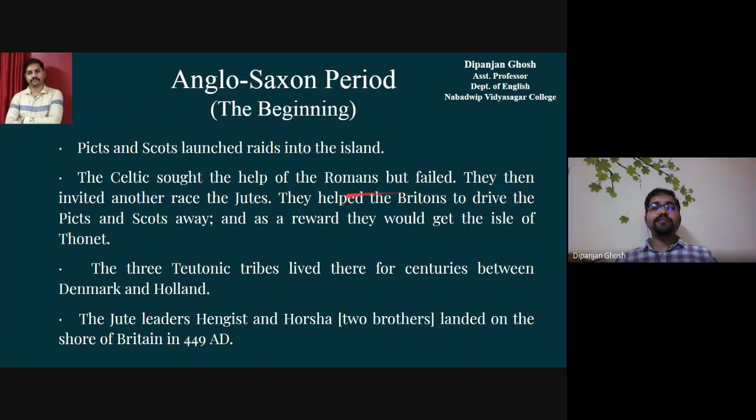Why did they fail? Because the Romans refused, saying that we could not go there because we have to safeguard our Italy, we have to safeguard our own country. And so, to protect themselves from the outside invaders, they then invited another race, the Jutes.